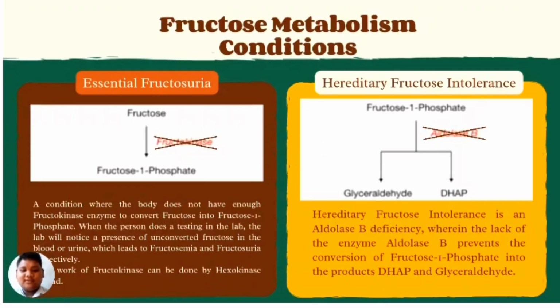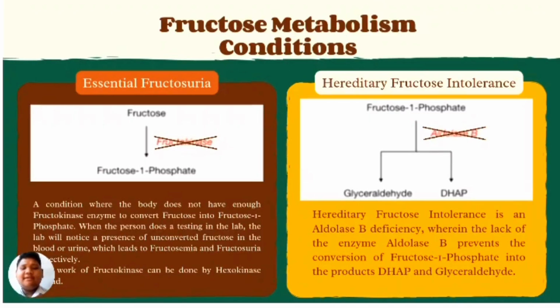Since the work of fructokinase can be done by hexokinase instead, the symptoms of essential fructosuria are relatively benign, often asymptomatic. However, if this person does get testing in the lab, the lab will notice a presence of unconverted fructose in the blood or urine, which leads to fructosemia for blood and fructosuria for urine, respectively.